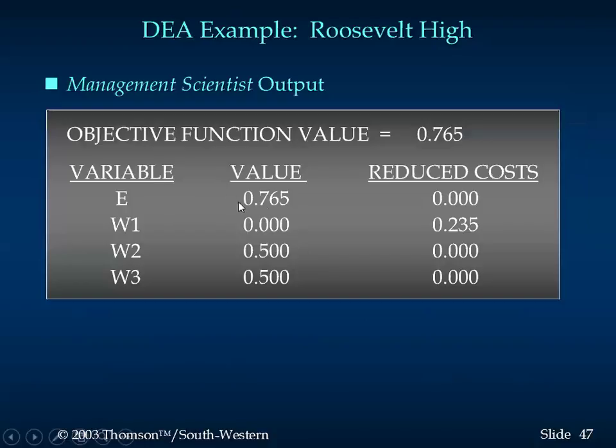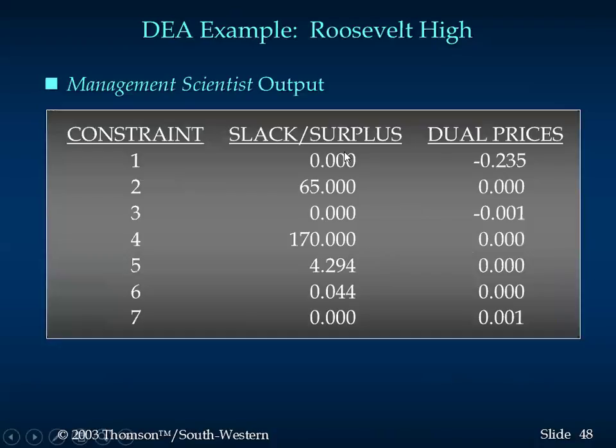E turns out to be 0.765. So only 76.5% of resources used by Roosevelt are actually required to produce the same level of outputs. And the weights here, see, Roosevelt's weight is 0. That means it's not efficient. And these two fall on what is called the efficient frontier. Let's see where the slacks are.